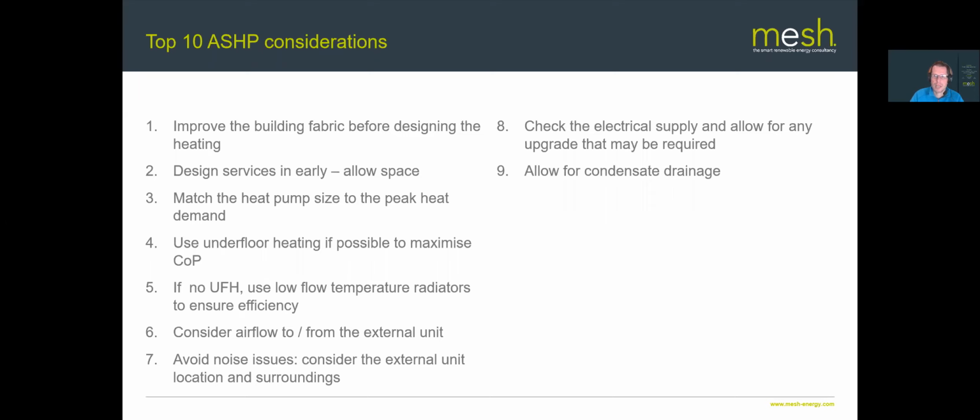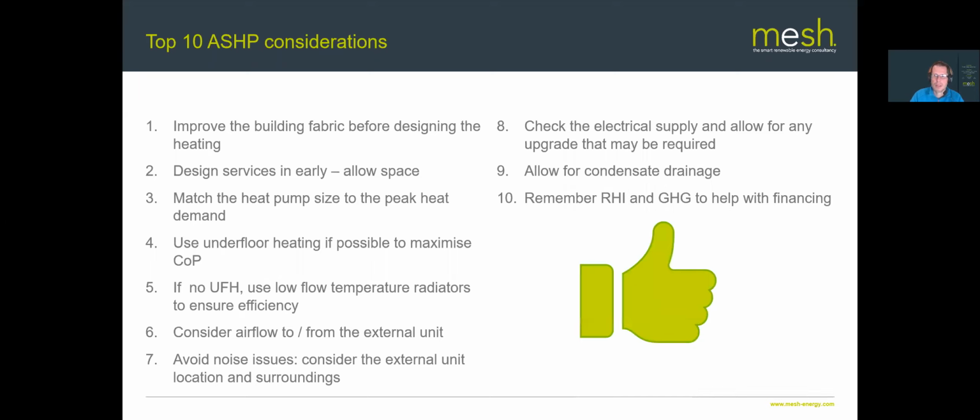Allow for good condensate drainage. And remember that the renewable heat incentive and the Green Home grants are there to help you with financing. That's it. If you remember those 10 things, I'll be very, very happy, and you'll get top marks on your exam at the end.